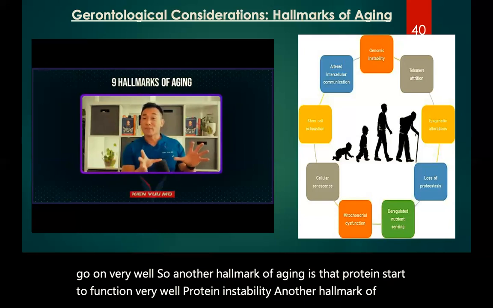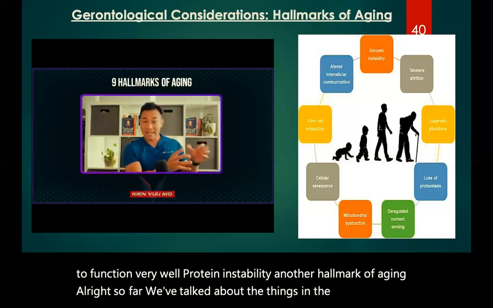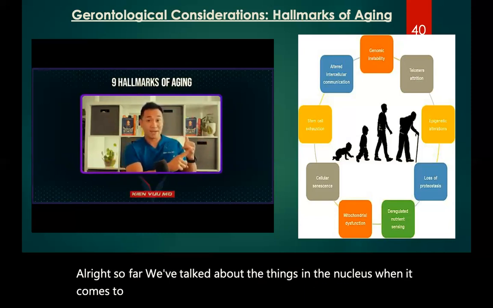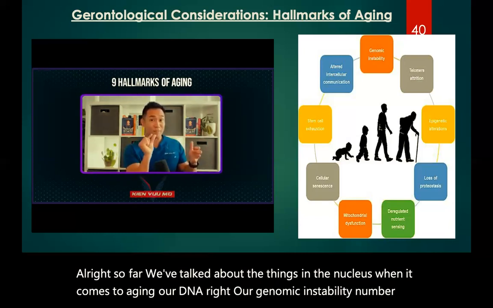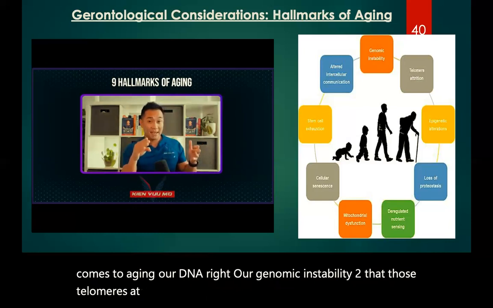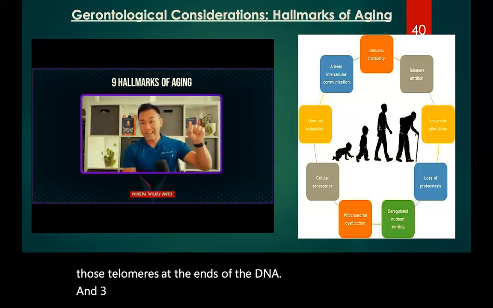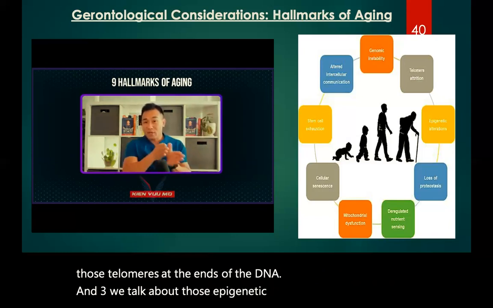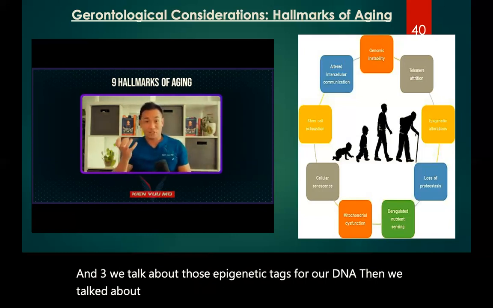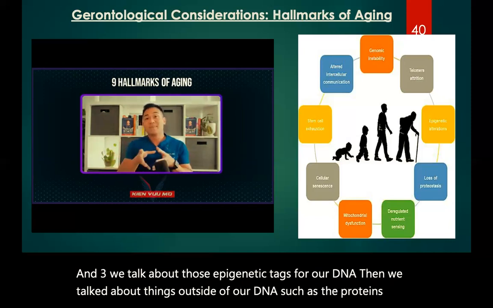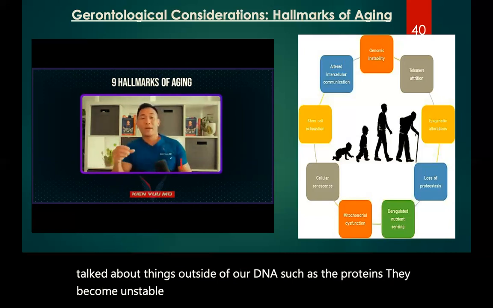All right, so far we've talked about the things in the nucleus when it comes to aging. Our DNA, right? Our genomic instability. Number 2, those telomeres at the ends of the DNA. And number 3, those epigenetic tags on our DNA. Then we talked about things outside of our DNA, such as the proteins, which become unstable. Now, let's move to the mitochondria.